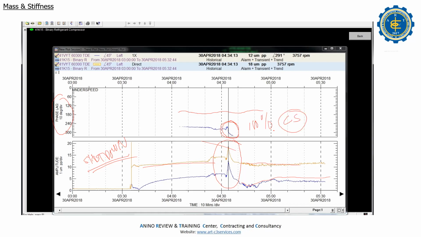But if you have high vibration and your phase angle is the same, it is 100% not critical speed. Meaning there is some problem with this vibration, because that is not the critical speed.